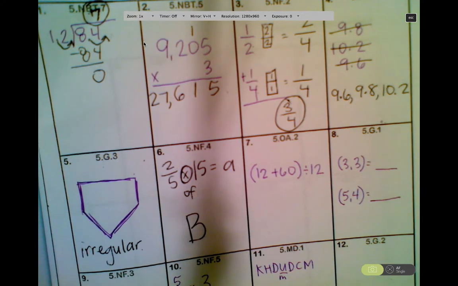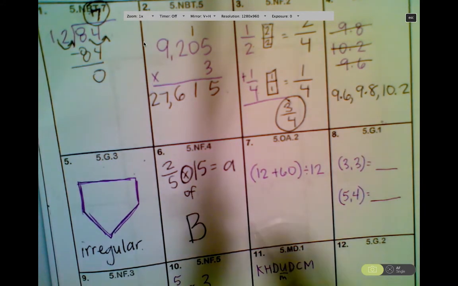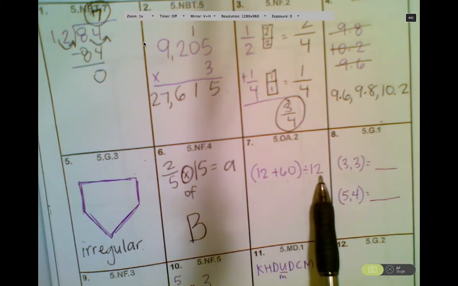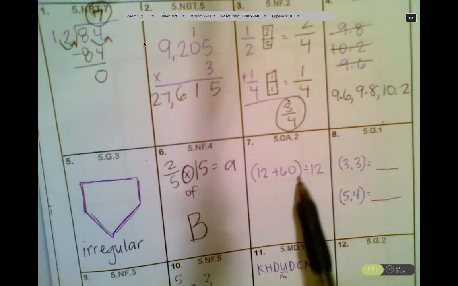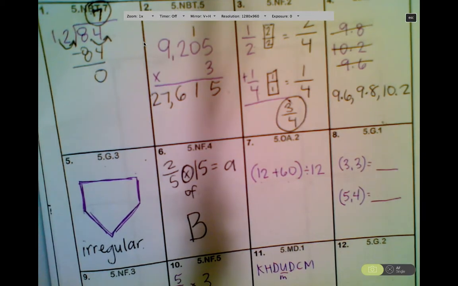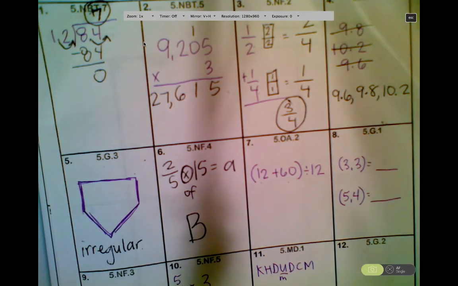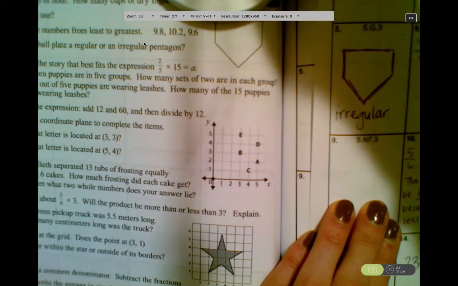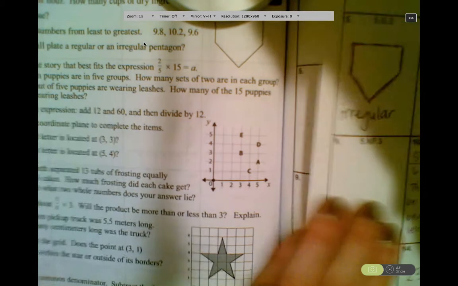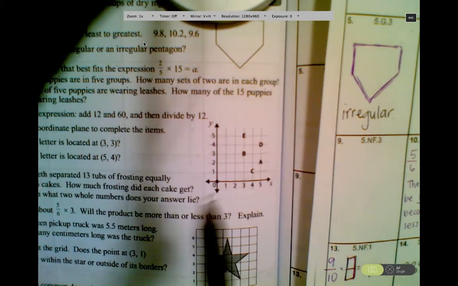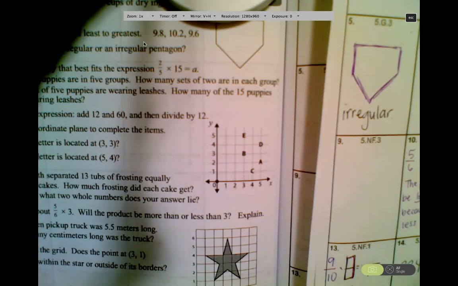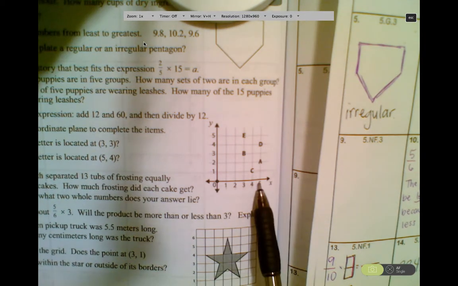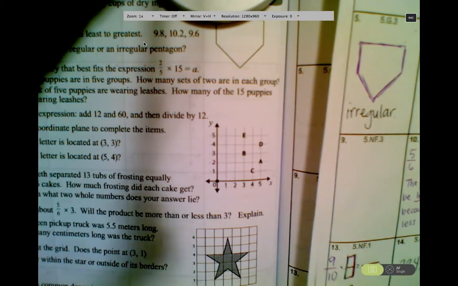Number 7, you had to write the expression add 12 and 60 and then divide by 12. So I put 12 plus 60 in parentheses. Number 8, I'll show you over here, if I can find it. Which letter is located at 3, 3? And we go over, then up, so that's B at 3, 3. And then they're asking for 5, 4, which is D.